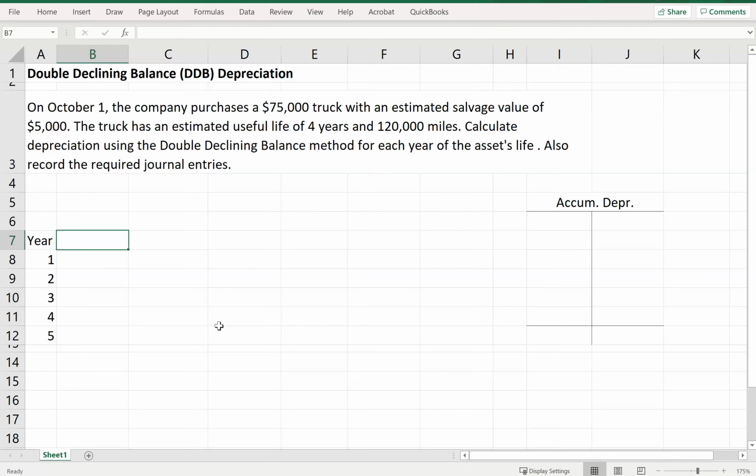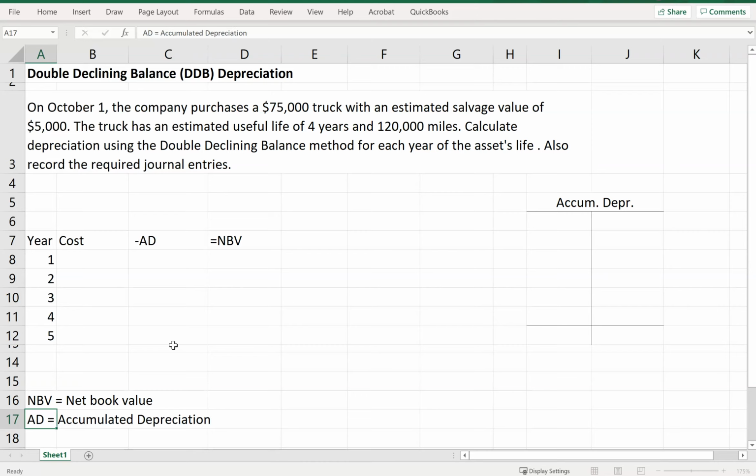Okay, our next step is to take the cost of the asset minus accumulated depreciation, and that equals net book value. So I'll put that abbreviation down here: net book value. So cost minus accumulated depreciation is net book value. I guess I should put accumulated depreciation down here too. Then you're going to multiply by the DDB rate. So whatever your double declining balance rate is, I'll show you what that is in just a second, and that is going to equal your depreciation, usually. Again, we'll talk about the exceptions to that.